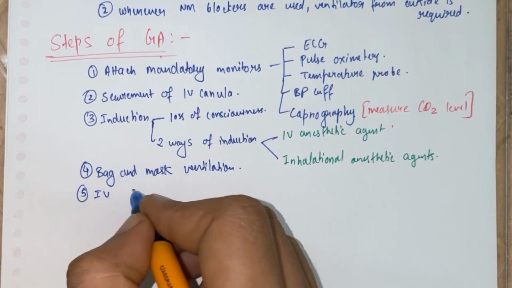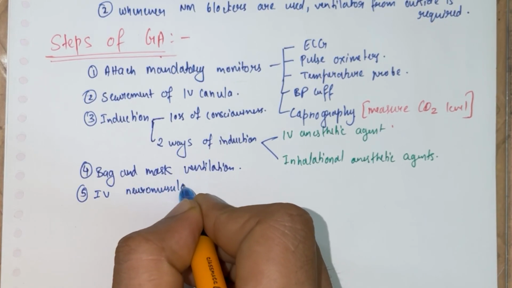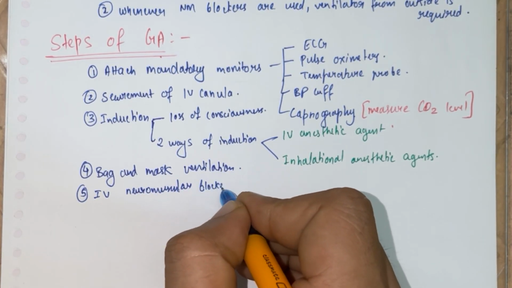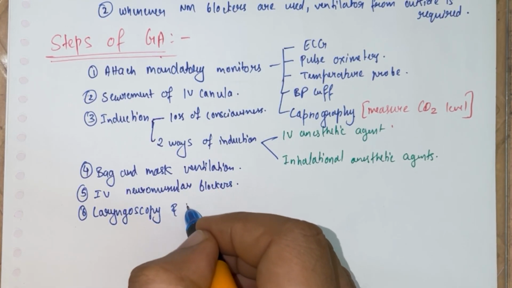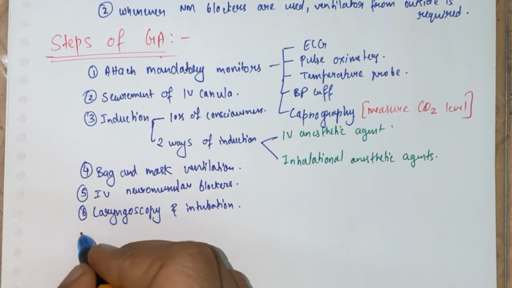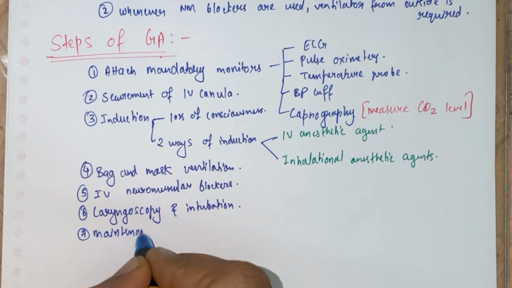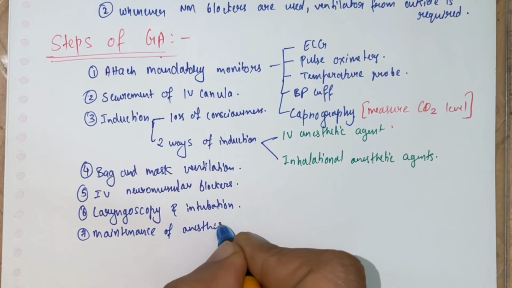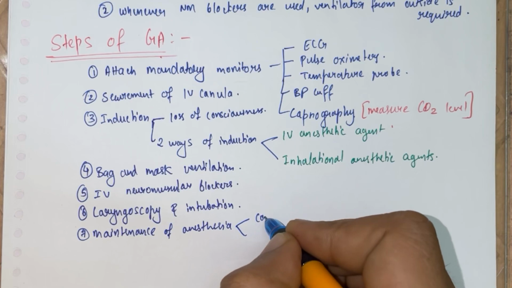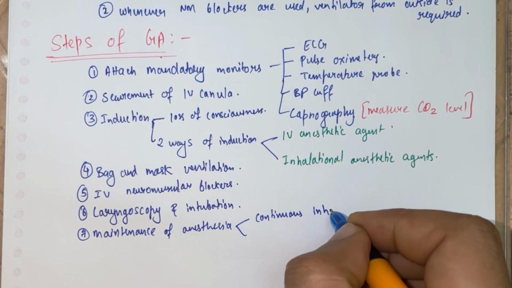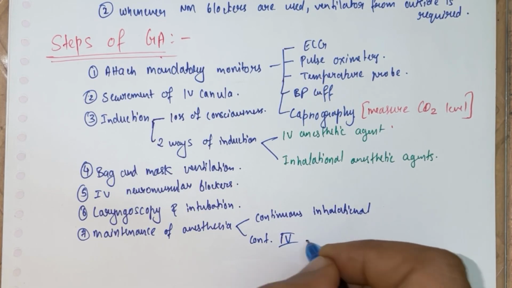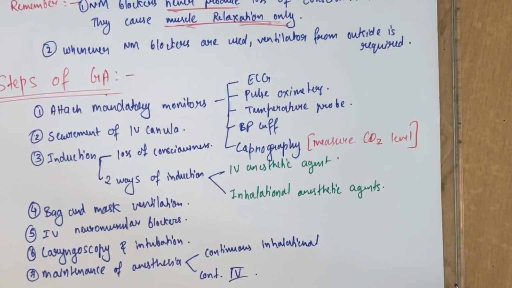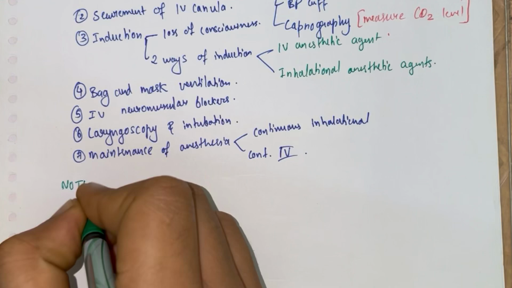And fourth is the bag and mask ventilation. Fifth is the intravenous neuromuscular blocker agents. And sixth is the laryngoscopy and intubation. So this is a very important point. Seventh is the maintenance of anesthesia. After induction, we have to maintain the dose for the anesthesia, and this can be performed by the continuous inhalational method and the continuous IV method.